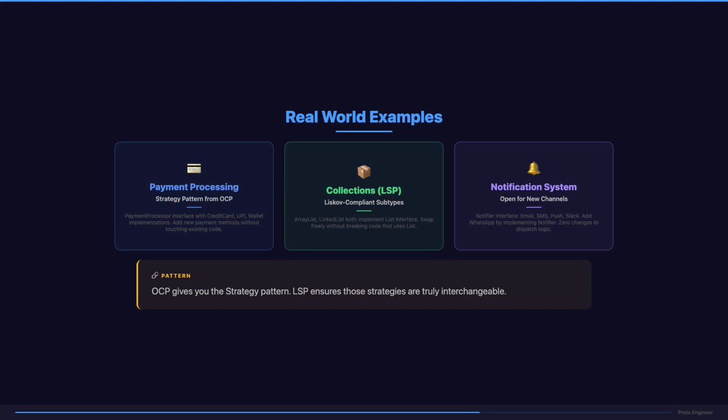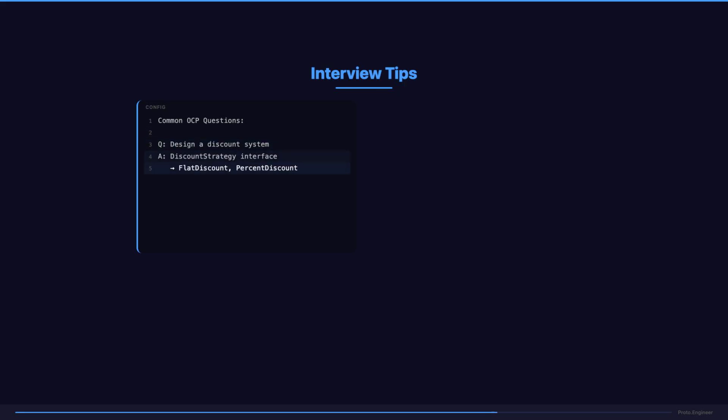Here are the interview questions you will see. For open-closed, they will ask you to design a discount system. The answer is a discount strategy interface with flat discount and % discount implementations. Adding a coupon discount means a new struct, not modifying existing code.